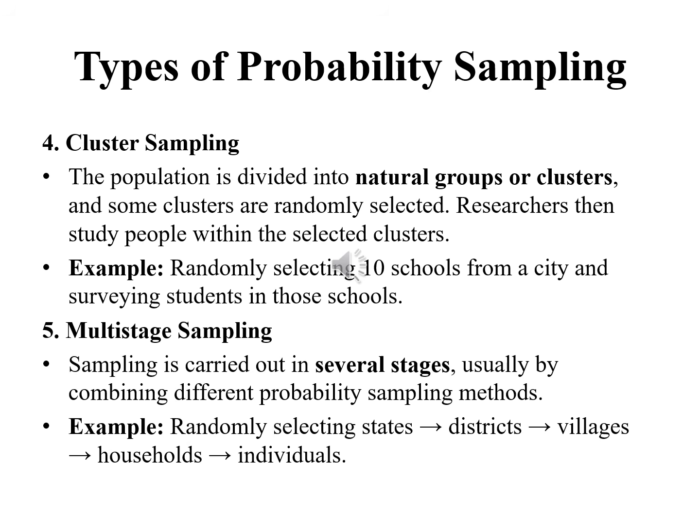first we select different states. Then from those states, we select different districts. Then from those districts, we select different villages, and from those villages we select particular households, and from those households we select the individuals. So the researcher first randomly selects states, then districts, then villages, and finally households and individuals. Multi-stage sampling is done step by step through multiple levels.